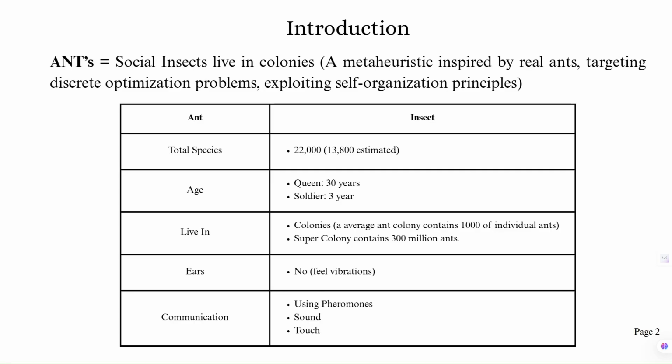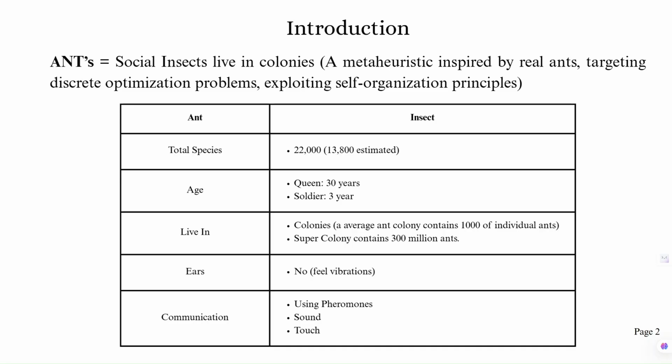Ant colony optimization is a metaheuristic technique inspired by real ants, targeting discrete optimization problems and exploiting self-organization principles. Ants are social insects that live in colonies, and their collective behavior, particularly their foraging and pathfinding, provides the core inspiration for ACO. To provide some context about these incredible insects, let's look at some facts.